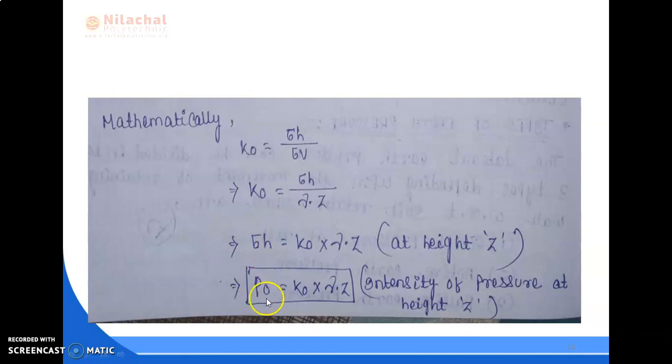So P0, or pressure, equals, we know the formula, K0 into gamma into Z. So you have to remember this formula. So this is the intensity of pressure at height Z. As we put here Z, this is the intensity of pressure at height Z.